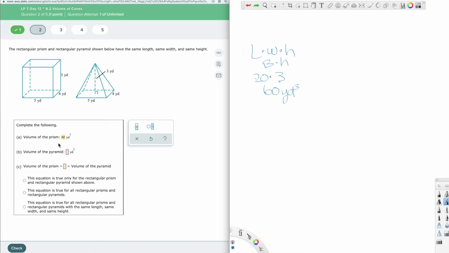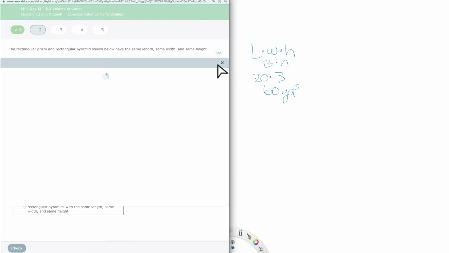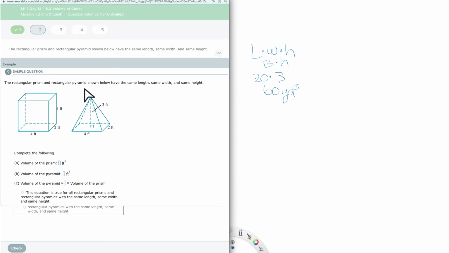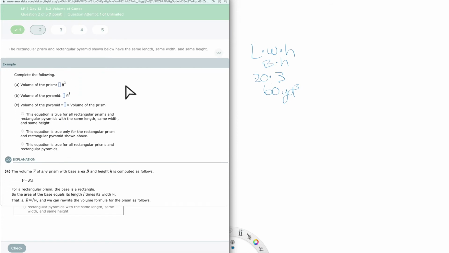Let's do the volume of the pyramid. Now this one's a little bit tricky because we need to make sure that we know how to find the volume of a pyramid. It's not just length times width times height. I believe it's always going to be rectangular prism and pyramid, because so far that's what I've been seeing.